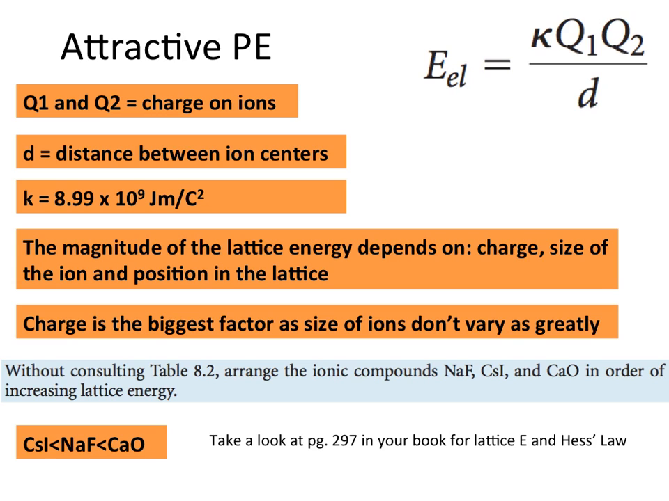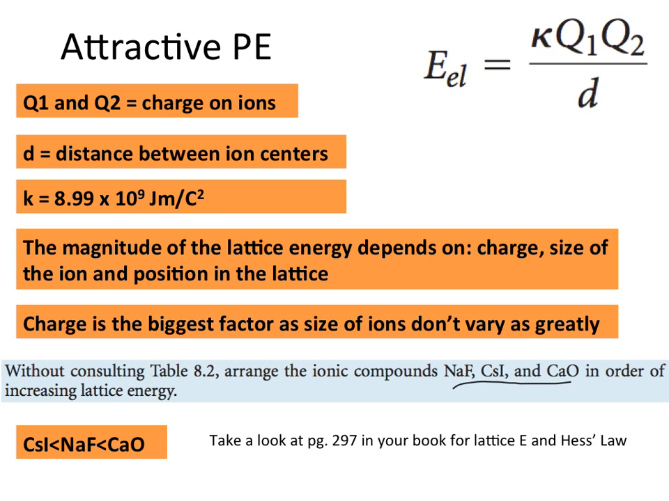Now, the biggest factor in this calculation is the actual charge of the ions. The larger the charge, typically the larger the potential energy of that interaction. The reason is that the sizes of various ions don't vary quite as drastically as the charges potentially can. So let's look at this question here. They want us to arrange sodium fluoride, cesium iodide, and calcium oxide in order of increasing lattice energy.